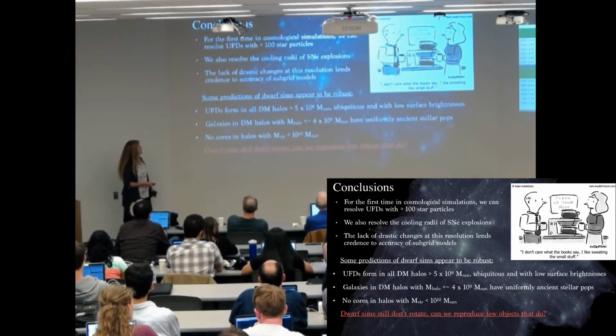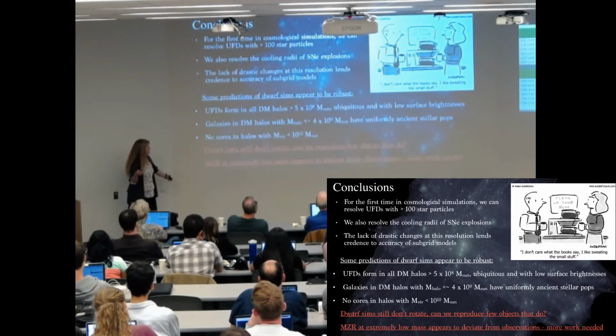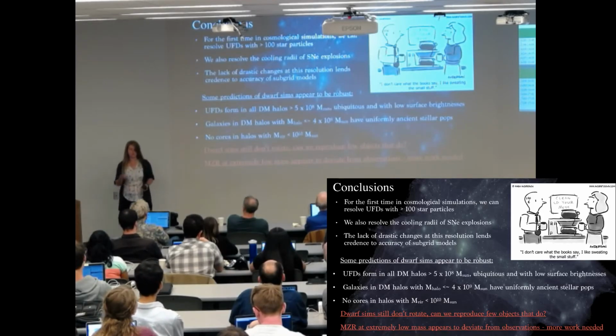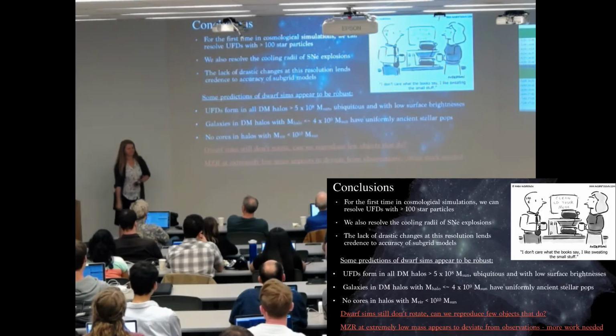Two issues remain to be investigated. We still don't know if we can make rotating dwarfs, and the mass-metallicity relation has huge offsets from observations. Yeah, I'll be looking into those things in the future. Thank you.